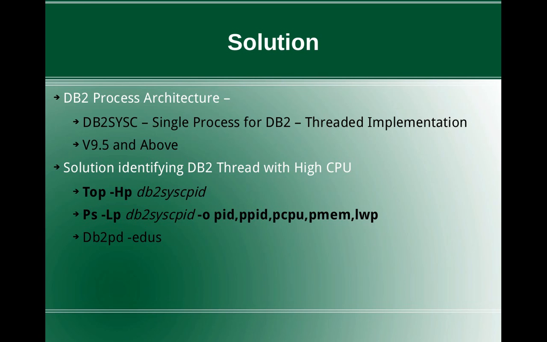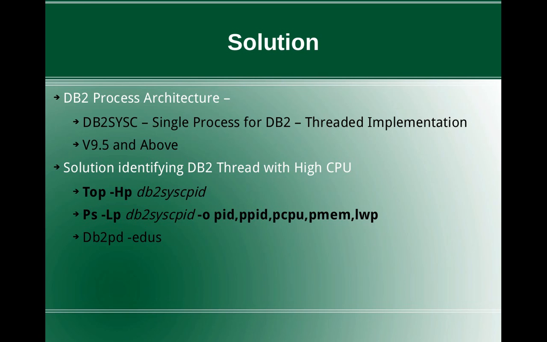This threaded model for the process architecture has been introduced from version 9.5 and above. So from the OS side, you will see only one process, db2sysc, for one instance. Now, how to identify which DB2 thread is consuming the high CPU? For that, you can use the OS command top in Linux with the switch -H.